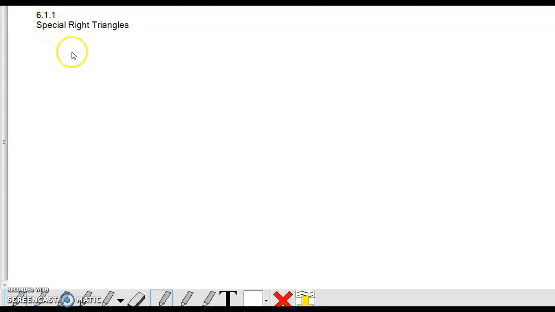So in this section, 6.1.1, we're going to be talking about special right triangles. And there are two special right triangles that we are going to address. One is called the 30, 60, 90 degree special right triangle. And the other one is called the 45, 45, 90 degree triangle.